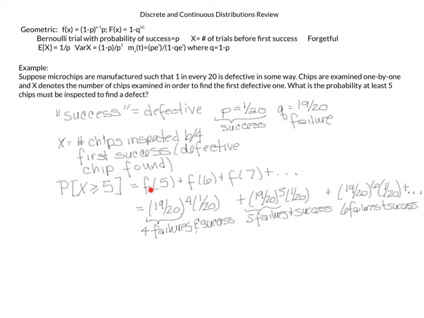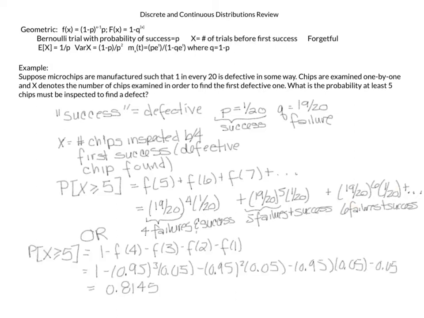The probability that x is equal to 5 means we are going to have 4 failures before our first success. So recall that the probability of getting a failure, a failure, a failure, a failure, and then a success, if they're independent events, means we're going to multiply. So we're going to multiply our 4 failures, that's 19 over 20 to the 4th, times our first success, 1 in 20. Here we have probability x is equal to 6. That's 5 failures, that's 19 over 20 raised to the 5th, plus 1 success. The probability that x is equal to 7, again, is 6 failures plus 1 success.